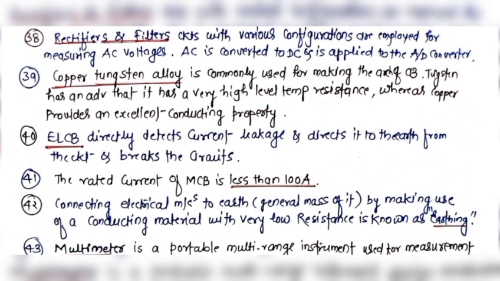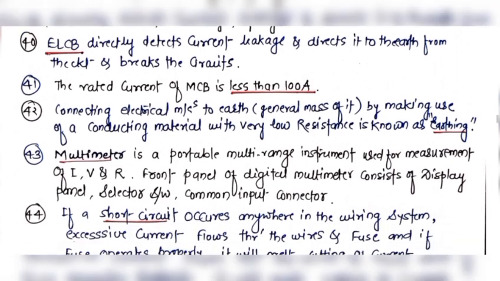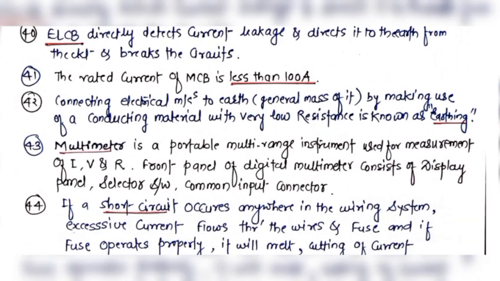Copper tungsten alloy is commonly used for making the arc contacts of circuit breaker. Tungsten has an advantage, that is, it has a very high temperature resistance, whereas copper provides an excellent conducting property. ELCB directly detects current leakage and directs it to the earth from the circuit and breaks the circuit. The rated current of MCB is less than 100 ampere.